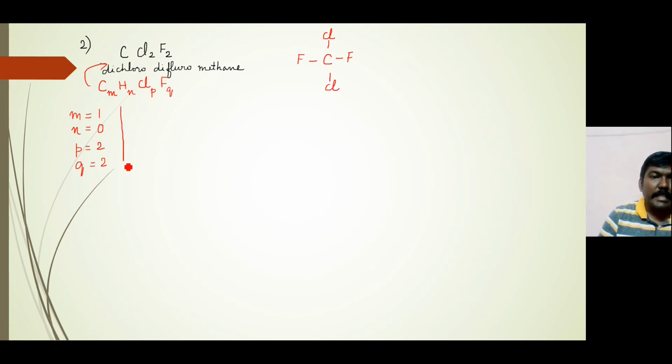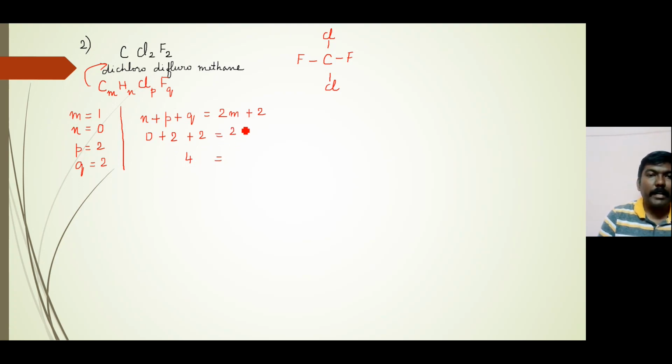So if it is a saturated organic compound, it should satisfy the equation N plus P plus Q equal to 2M plus 2. Okay, so that is the equation. So let's see whether it is satisfied or not. So N is 0, P is 2, and Q is 2. So 2 plus 2 is going to be 4 on the left hand side.